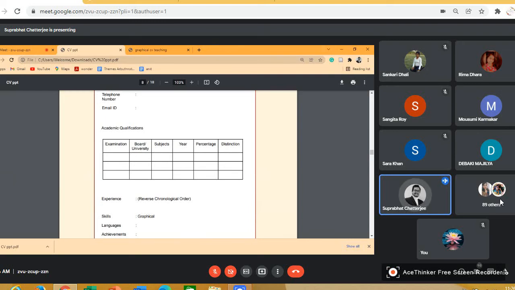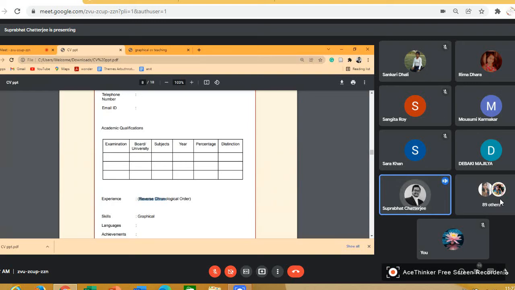For the experience, you have to always write it in the reverse chronological order. The experience section will be in reverse chronological order in all cases. Here you have a choice, you can write either way, but in the experience section you do not have a choice, you have to write it in reverse chronological order. That looks professional, right? You can write anything, but that looks professional. That is something that is professionally accepted.